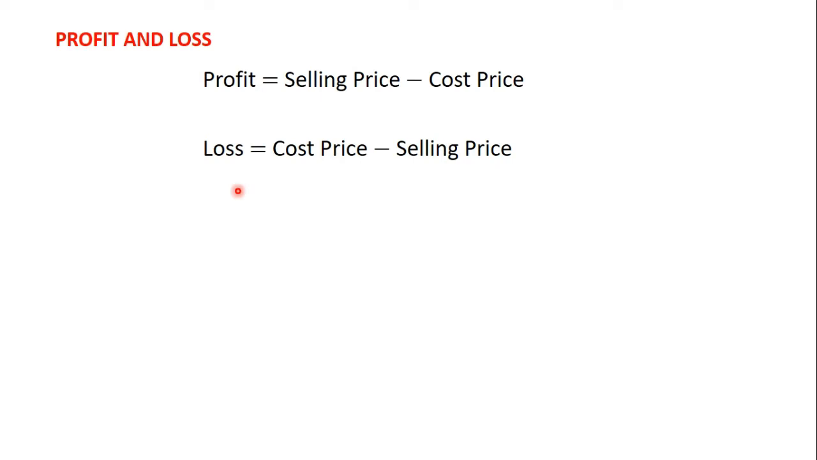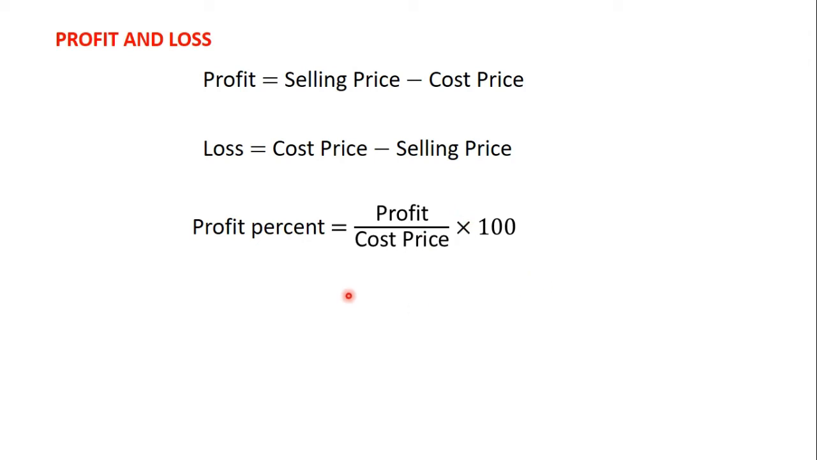After finding the profit or loss that a trader has made from a transaction, we can express the profit or loss in terms of a percentage. For example, if we express the profit in terms of a percentage, it is known as the profit percent. And to find the profit percent, we express the profit as a percentage of the cost price. So profit percent is equal to profit divided by cost price times 100.